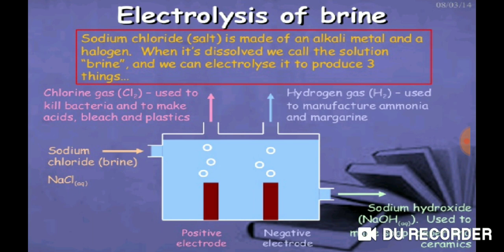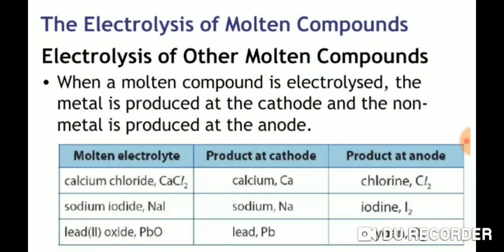The third product is sodium hydroxide, which is used to make soaps, paper and ceramics. So at the positive electrode, we are getting chlorine gas, whereas at the negative electrode, hydrogen gas is obtained. So that was electrolysis of a molten compound.